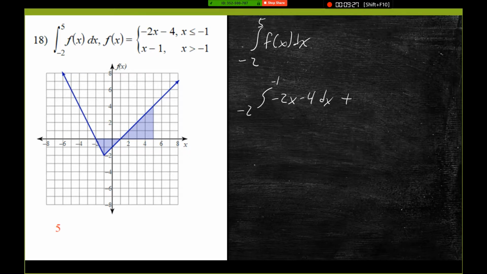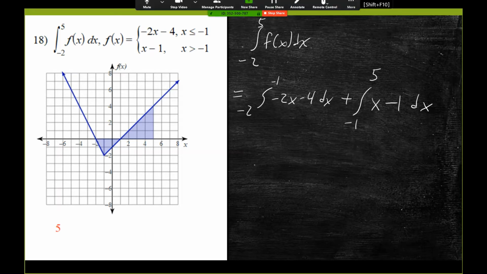And then because integration, again, is repeated addition, I can add another integral from -1 to the end of my interval at 5. It will be greater than -1 for all of that, so I'll be using the bottom function, x minus 1 dx. Okay, any questions on the first step?